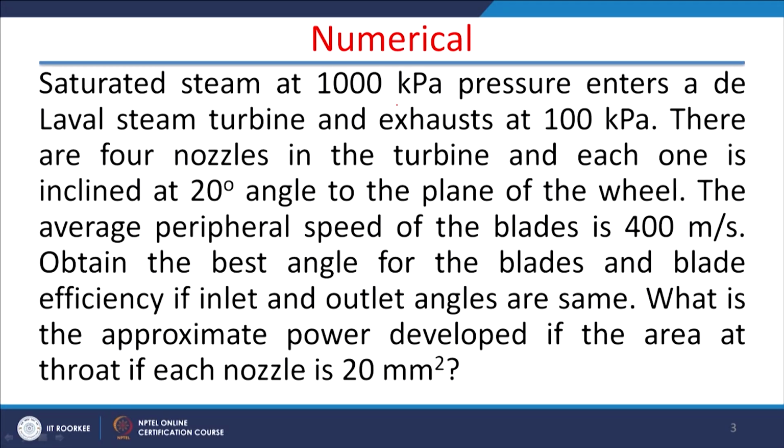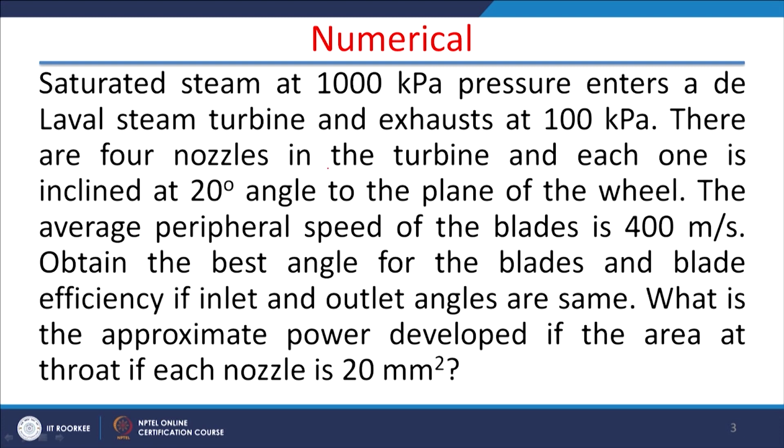So, we will start with this numerical on impulse turbine, that is saturated steam at 1000 kilopascal pressure. So, 1000 kilopascal means 10 bar pressure. Enters a De Laval steam turbine. The De Laval is an impulse turbine, and exhausts at 100 kPa, that is atmospheric pressure.